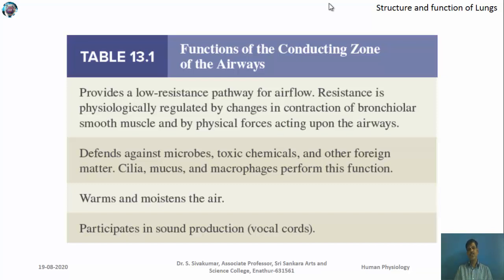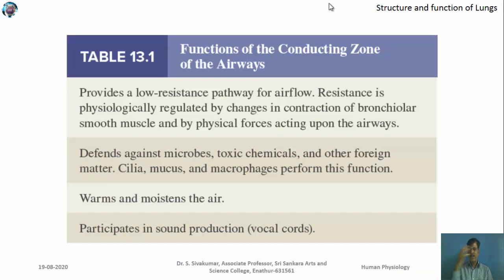The conducting zone provides a low resistance pathway for airflow. Resistance is physiologically regulated by changes in contraction of bronchiolar smooth muscle and by physical forces acting upon the airway. So the air can easily flow to the lungs. It defends against microbes, toxic chemicals and other foreign matter. Cilia, mucus and macrophages perform this function. So they also defend the body from microbes. That defending reaction also occurs in the region of the conducting zone.